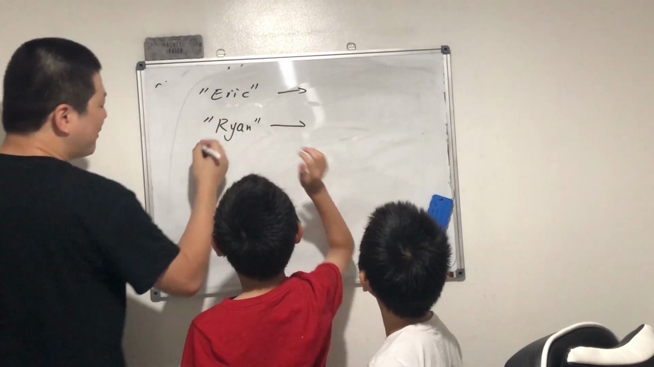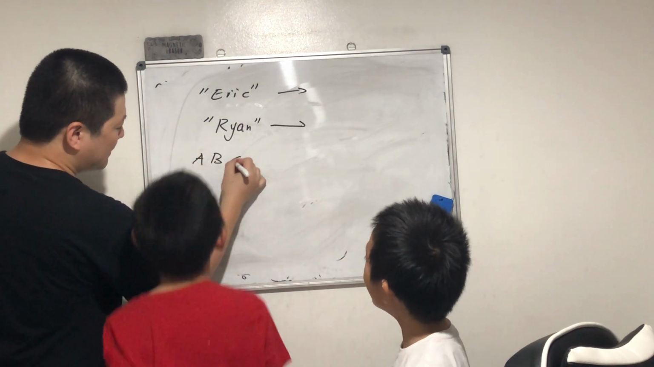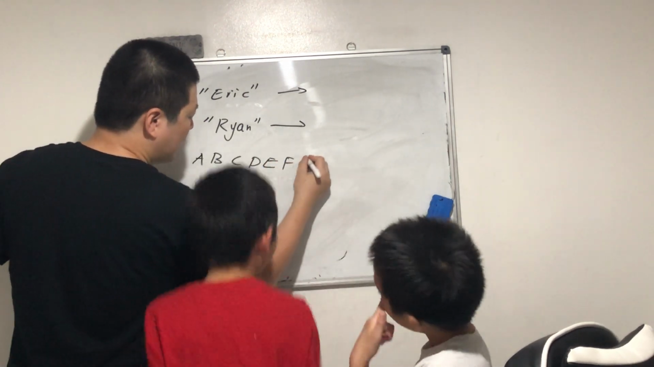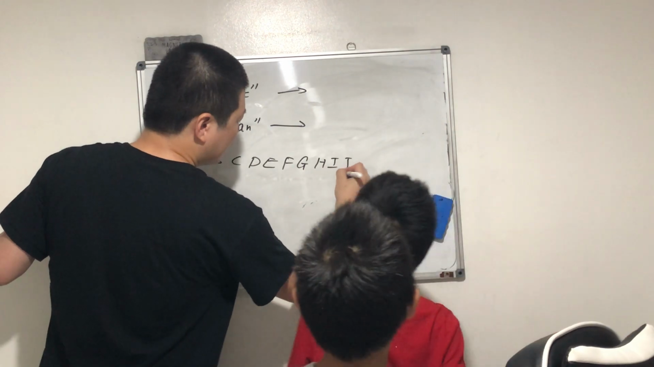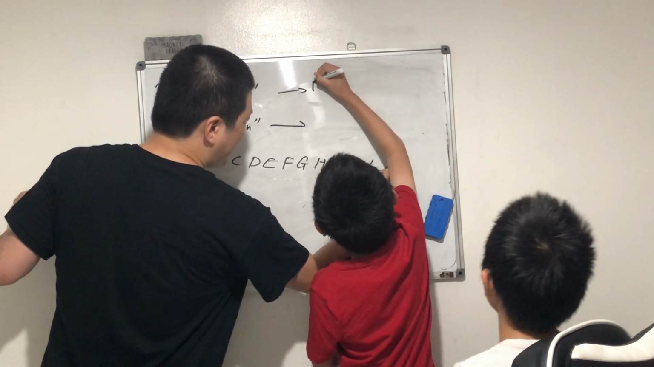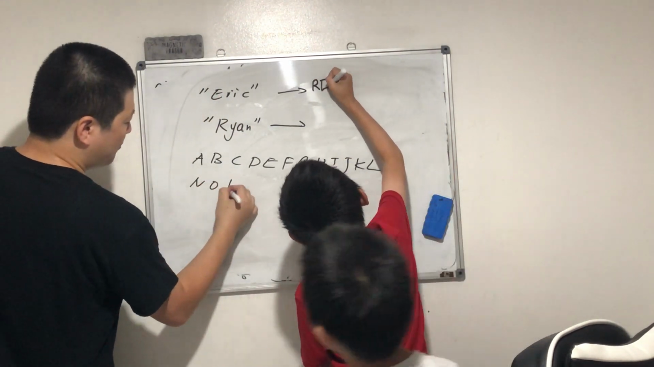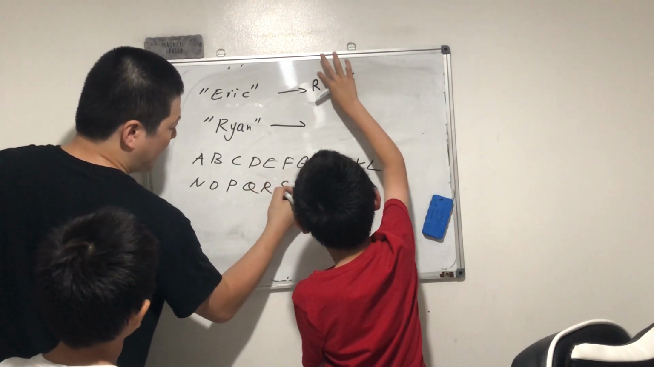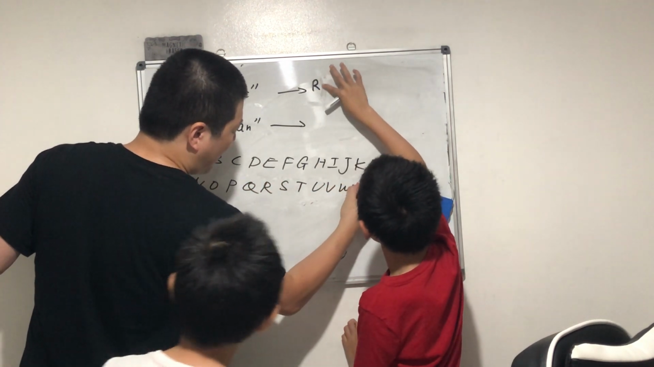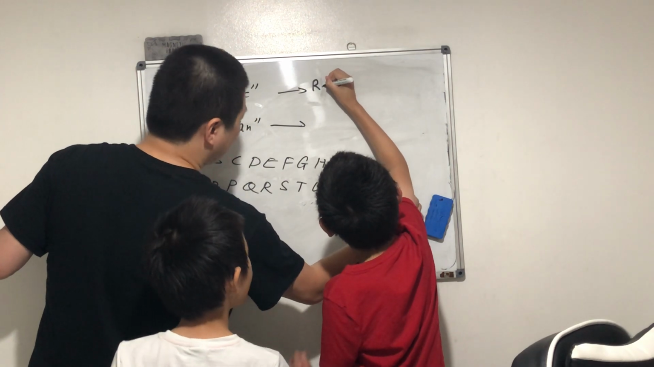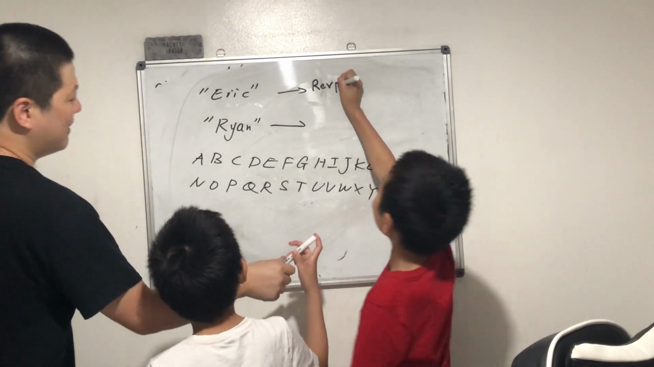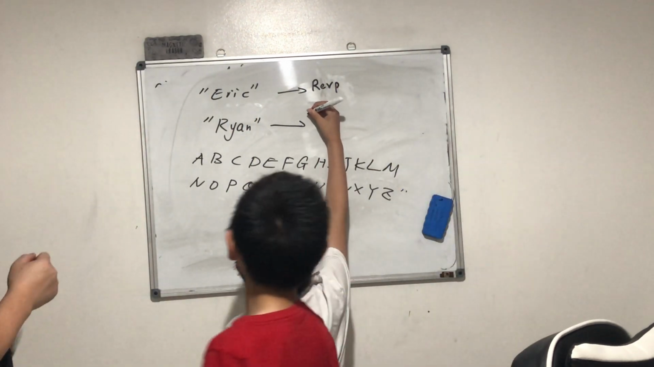Wait, let me write the mapping. A, B, C, D, E, F, G, H, I, J, K, L, M, N, O, P, Q, R, S, T, U, V, W, X, Y, Z. Okay, so can you tell me Ryan in the secret language?